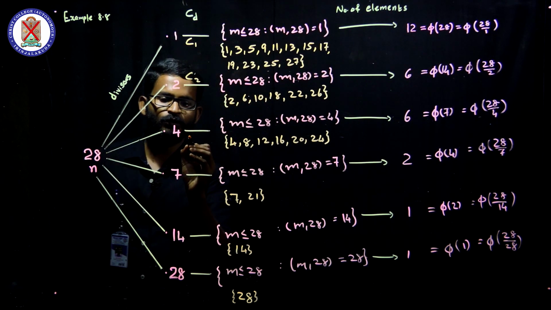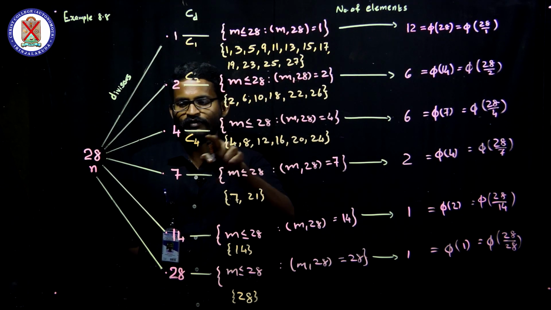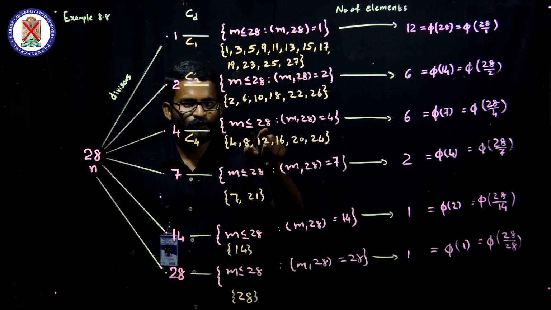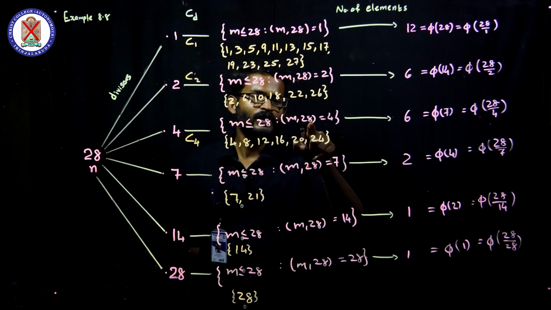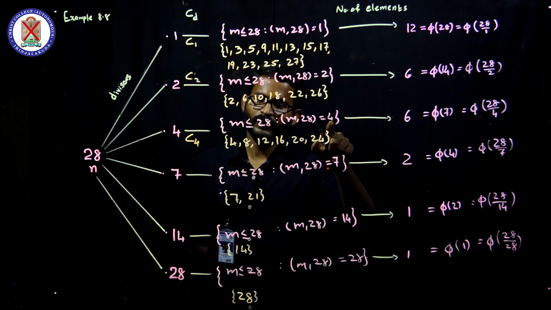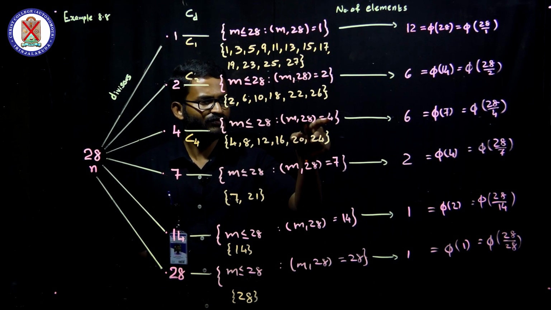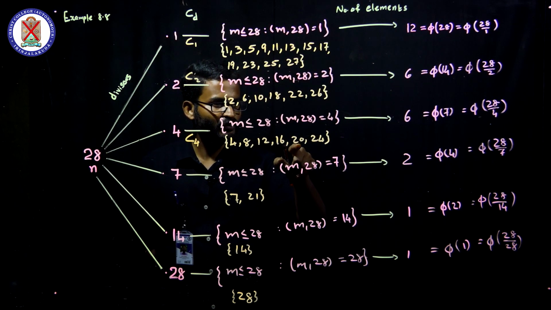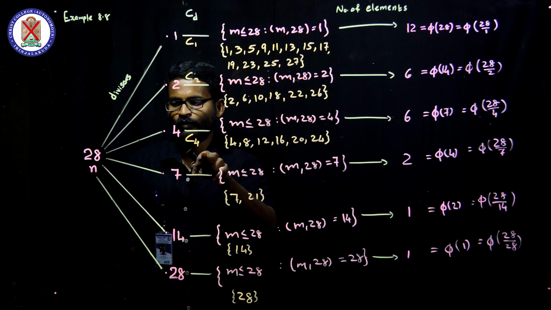And this is C4. Then what is C4? C4 is the set of all integers m less than or equal to 28 such that the GCD of m and 28 is 4. For example, this one, 4. GCD of 4 and 28 is 4. GCD of 8 and 28 is 4. And GCD of 20 and 28 is 4. So all these numbers belong to C4.